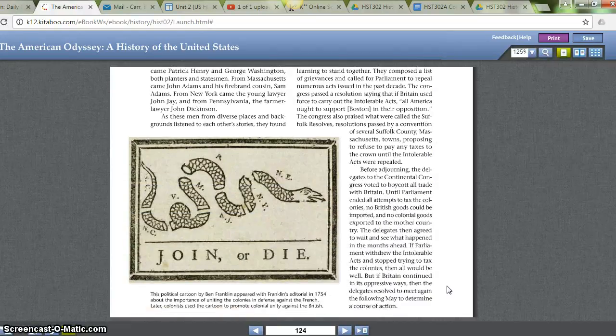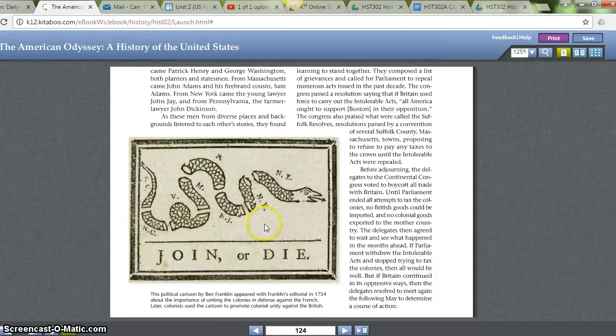Before adjourning, the delegates to the Continental Congress voted to boycott all trade with Britain. Until Parliament ended all attempts to tax the colonies, no British goods could be imported and no colonial goods exported to the mother country. The delegates then agreed to wait and see what happened in the months ahead. If Parliament withdrew the Intolerable Acts and stopped trying to tax the colonies, then all would be well. But Britain continued its oppressive ways. Then the delegates resolved to meet again the following May to determine a course of action.